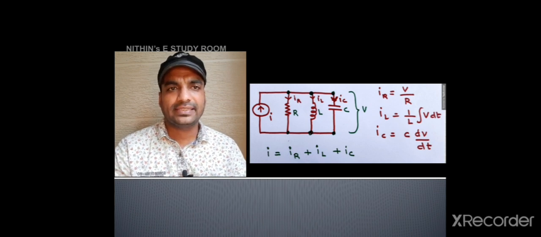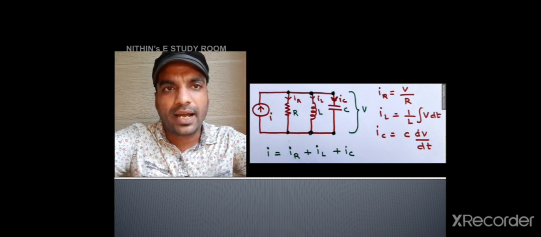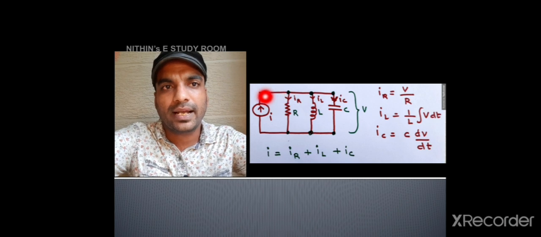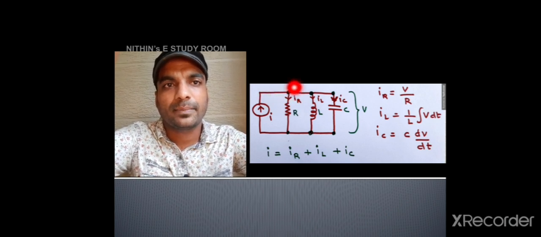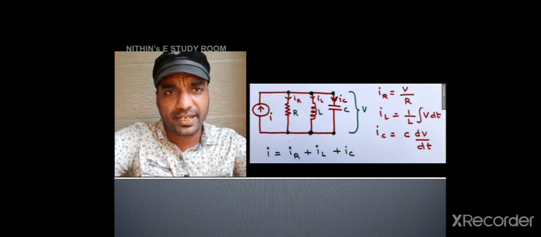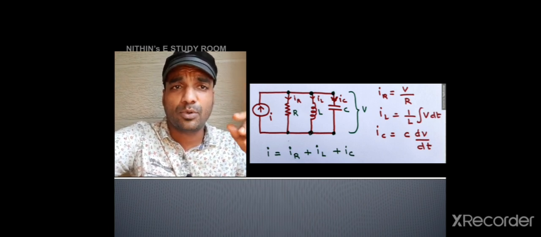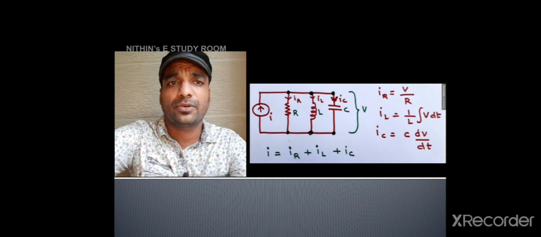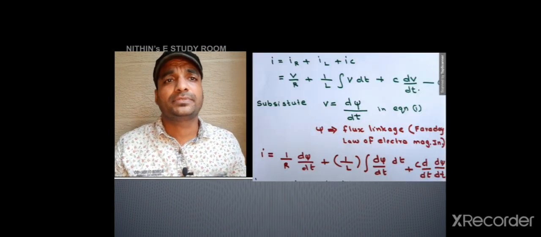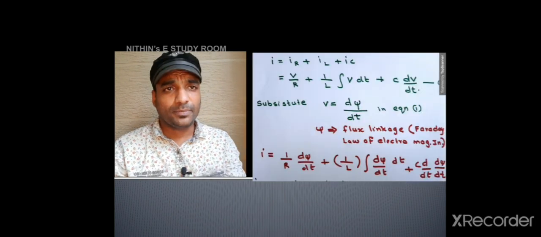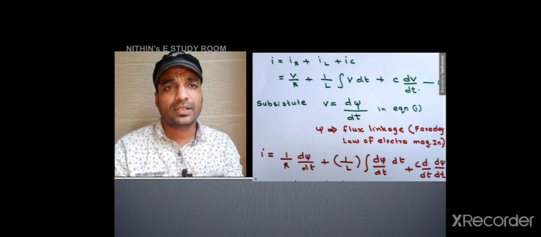And now I can say the input current I is nothing but IR plus IL plus IC, because I is split into three parallel paths. So I is the sum of IR plus IL plus IC. Okay. Now I am substituting the Ohm's law expressions in that particular current equation.